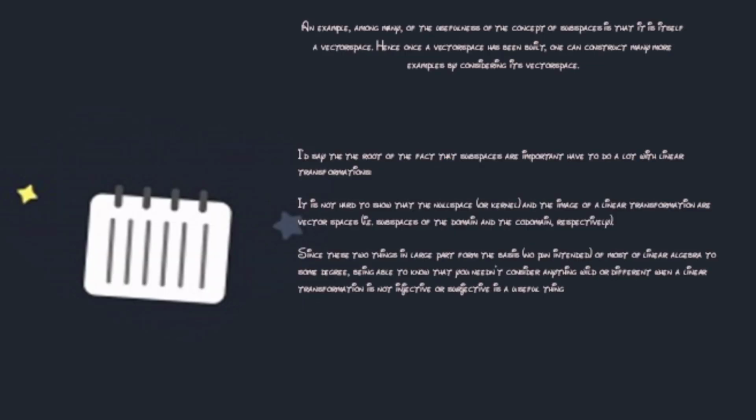An example. Among the many usefulnesses of the concept of subspaces is that a subspace is itself a vector space. Hence, once a vector space has been built, one can construct many more examples by considering its subspaces. I would say that the root of the fact that subspaces are important has to do a lot with linear transformations. It is not hard to show that the kernel and the image of a linear transformation are vector spaces.